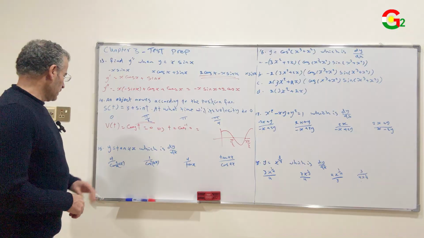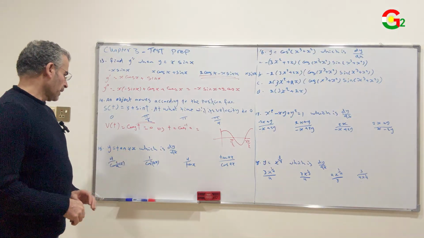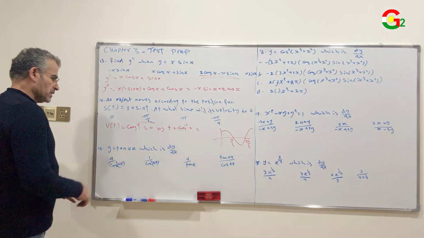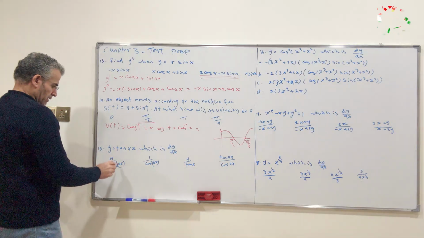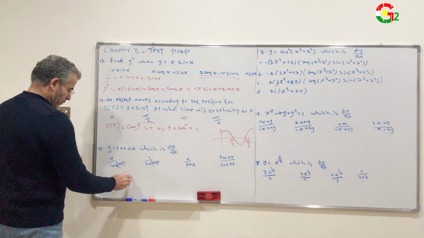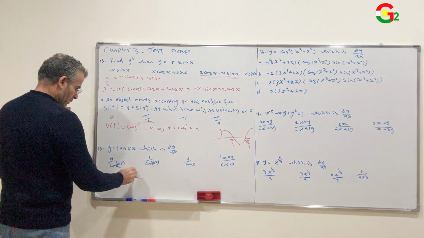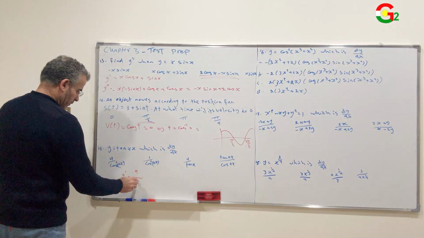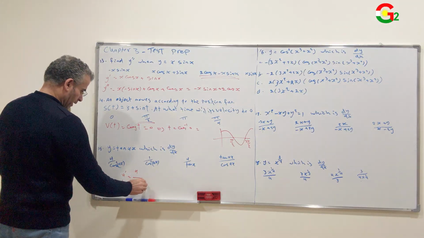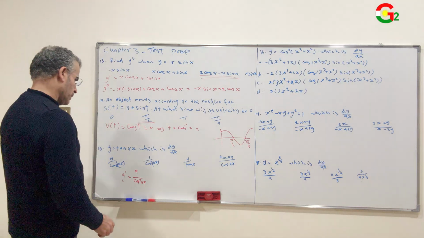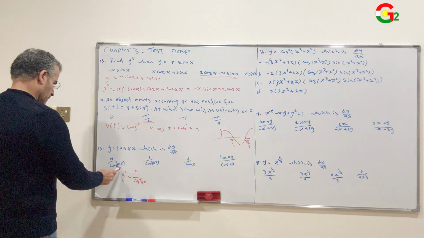Question number 15, y equal tan 4x, which is dy over dx, y prime equal to 4 over cosine square 4x. Choice A.